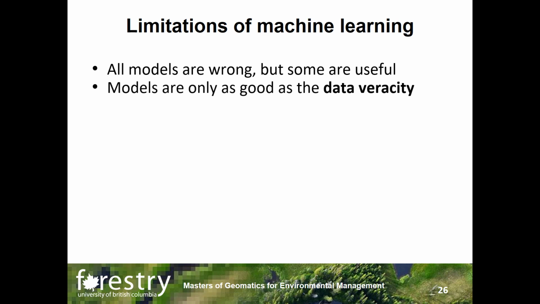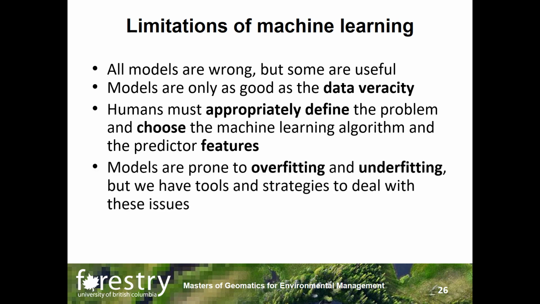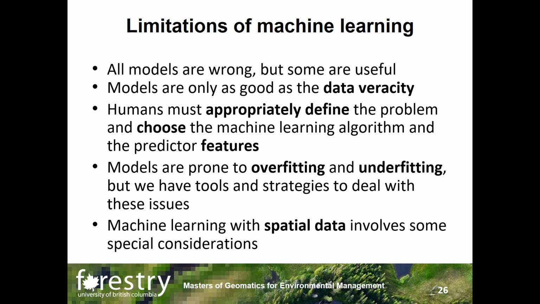Second, models are only as good as the data veracity. In other words, low-quality training data going in will create a low-quality model. As humans, we still have a significant role to play in appropriately defining our environmental problems and choosing the appropriate machine learning algorithm and predictor features. As I've showed you, models are prone to overfitting and underfitting, but we have tools and strategies to deal with those issues. Finally, as you consider using spatial data in your machine learning project, consider the issues that I just raised about autocorrelation, multicollinearity, and sample design.